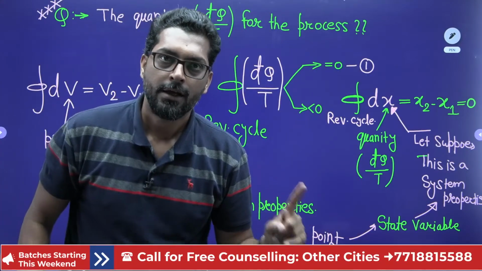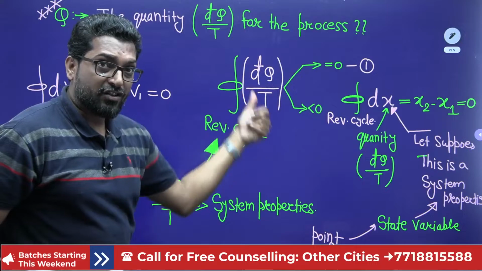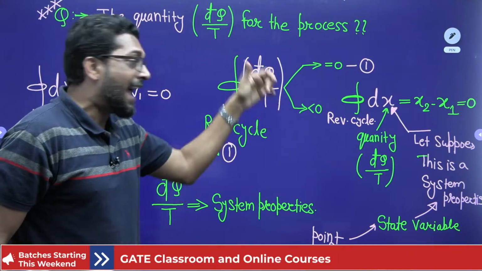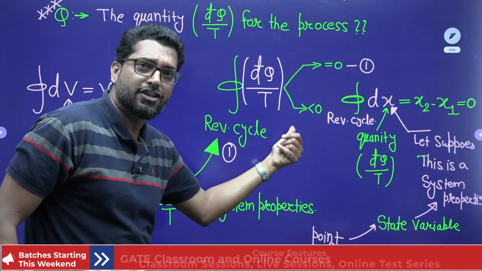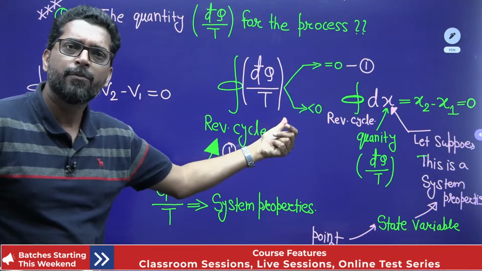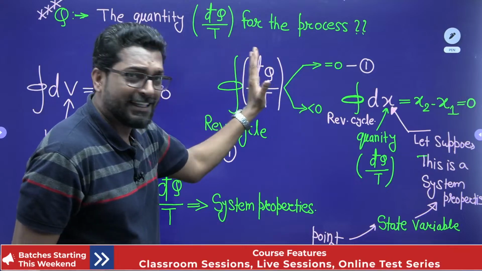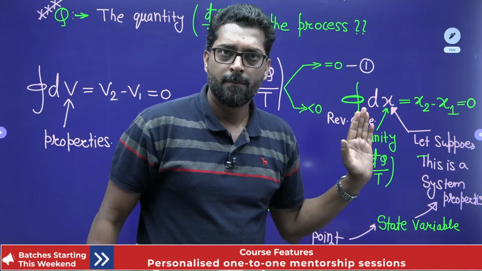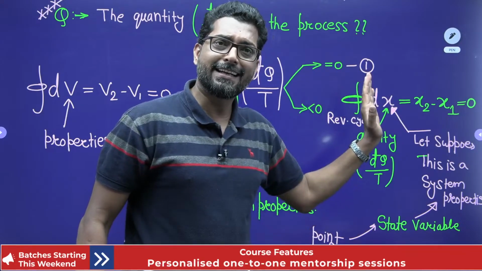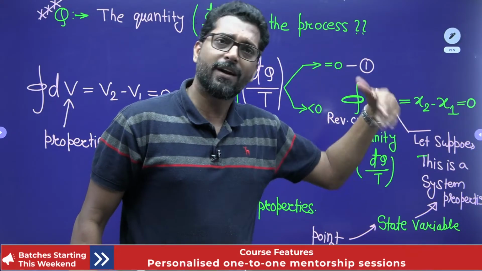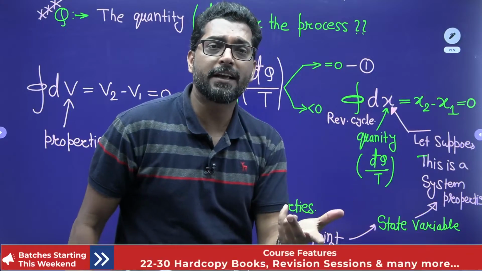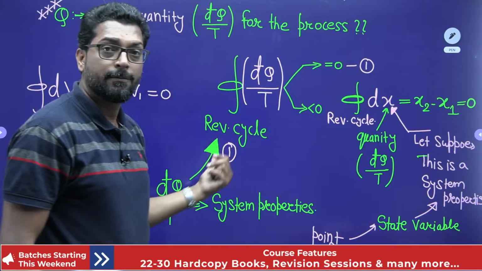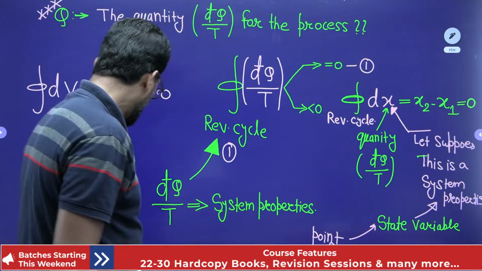But if Clausius says that if you integrate this quantity over a cycle and that cycle integral is less than 0, obviously it is not a property. So whether the quantity dq by T is a property or not depends upon the cycle. If the quantity is equal to 0 over the cycle, then that quantity is a property, but this holds when it is a reversible cycle. Okay, all these things we have to discuss.